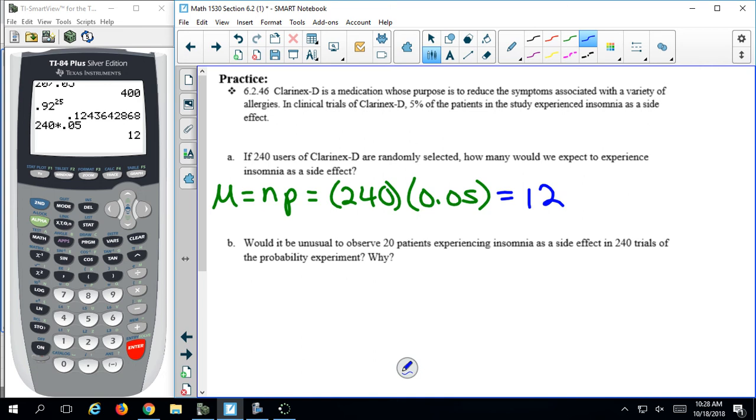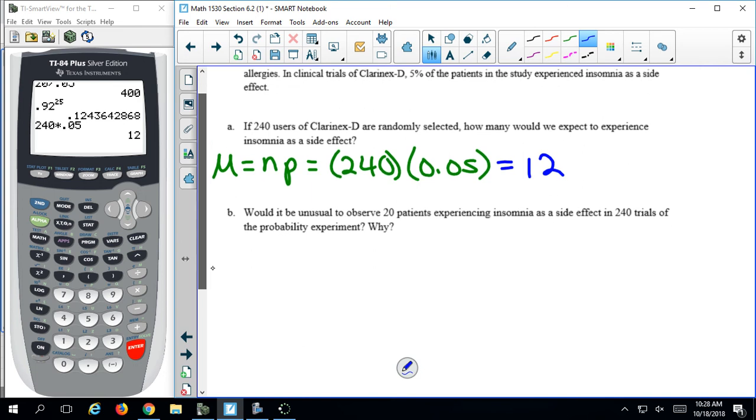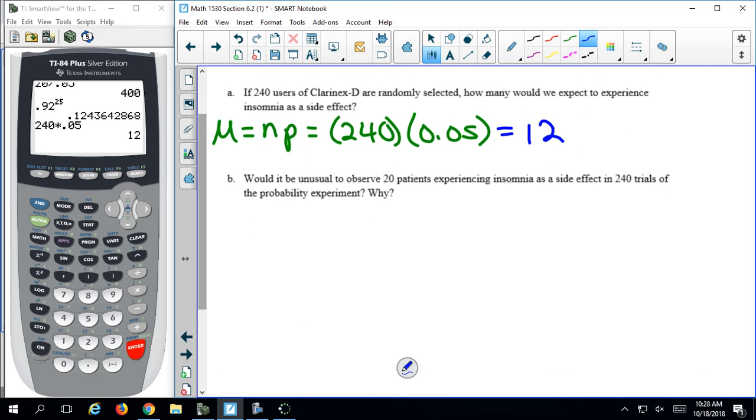Would it be unusual to observe 20 patients experiencing insomnia? So would 20 be way too high? Would it be unusually high? Well, we could do a bunch of things. Let's compute mu plus 2 sigma. That would be 2 standard deviations above the mean, right?